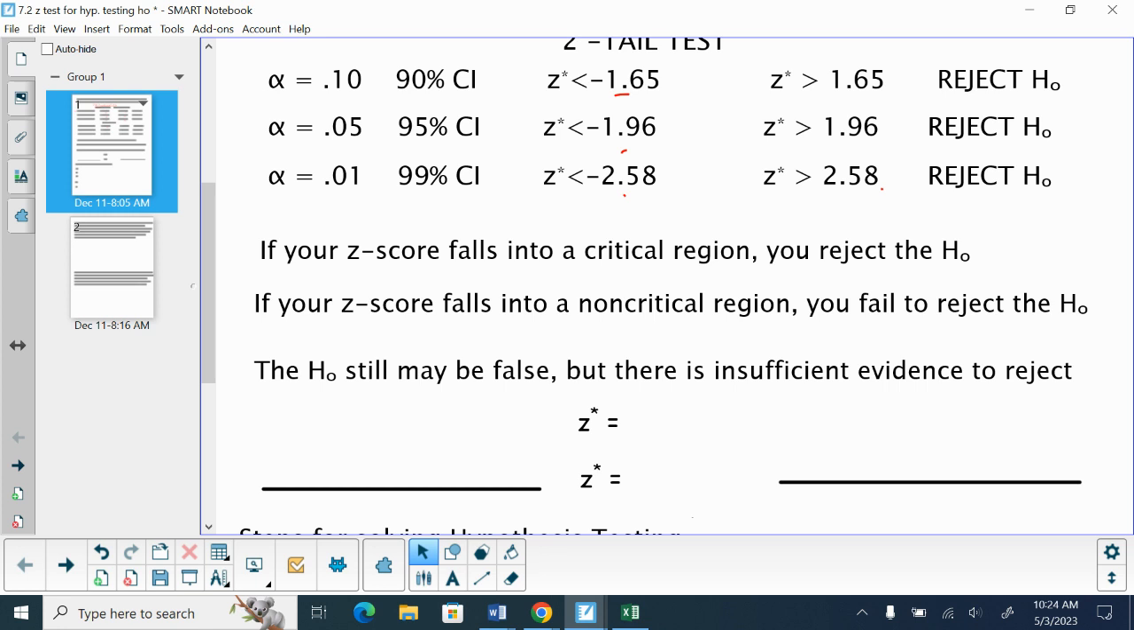You have two scenarios here. You either reject or you fail to reject the null hypothesis. Now, there's a difference between fail to reject and accepting. You may still not believe the null hypothesis, but there's not enough statistical data yet to reject it. So you failed to reject it. You don't have any proof or any statistical evidence to say, I want to get rid of it. So there's a difference between rejecting, failing to reject, and accepting.